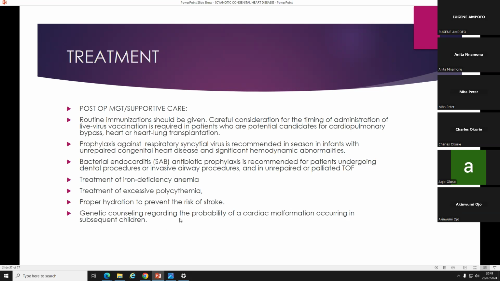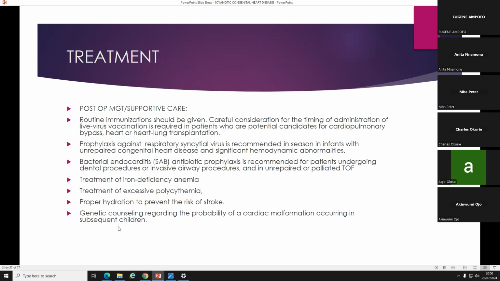Treatment of iron deficiency anemia when present, treatment of excessive polycythemia. They are prone to erythrocytosis because of cyanosis. So the body responds by producing more red blood cells. This leads to hyperviscosity. They are prone to strokes. Therefore, they need proper hydration to prevent strokes.